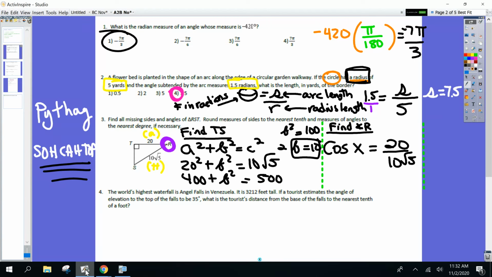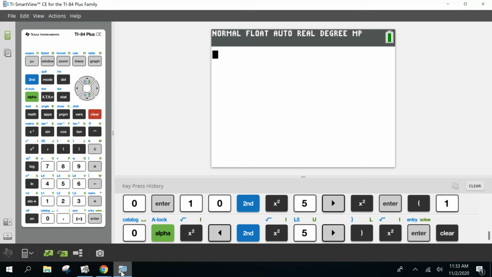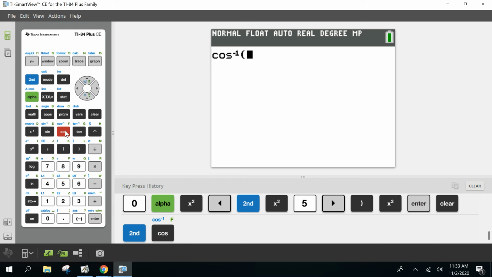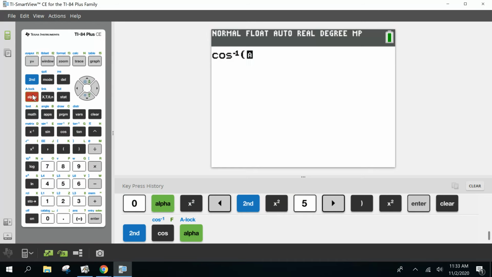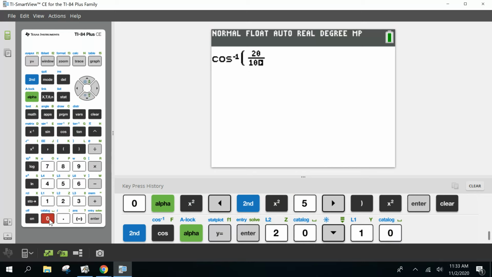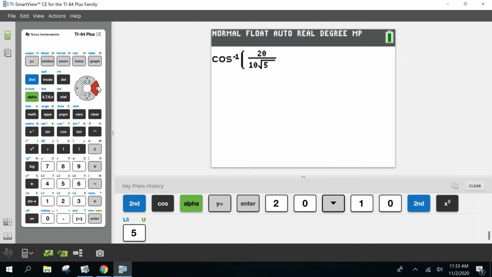Anytime I need to find an angle using sine, cosine, or tangent, I go to my calculator and do what's the inverse button, which is to the -1. So in this case, I do second cosine, and I plug in the fraction that you just made, 20 over 10 radical 5. Only when finding an angle using SOH CAH TOA.